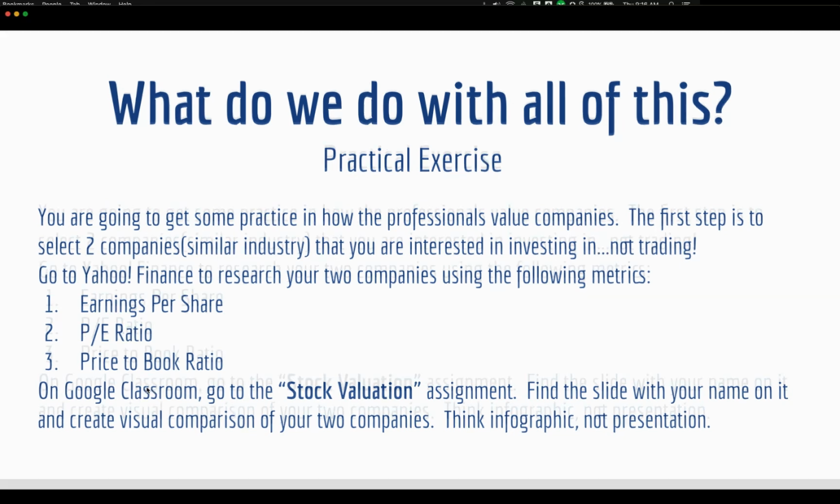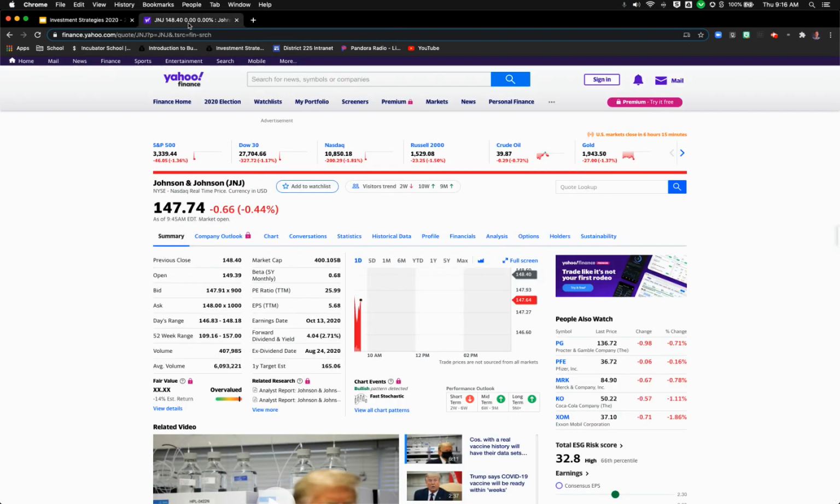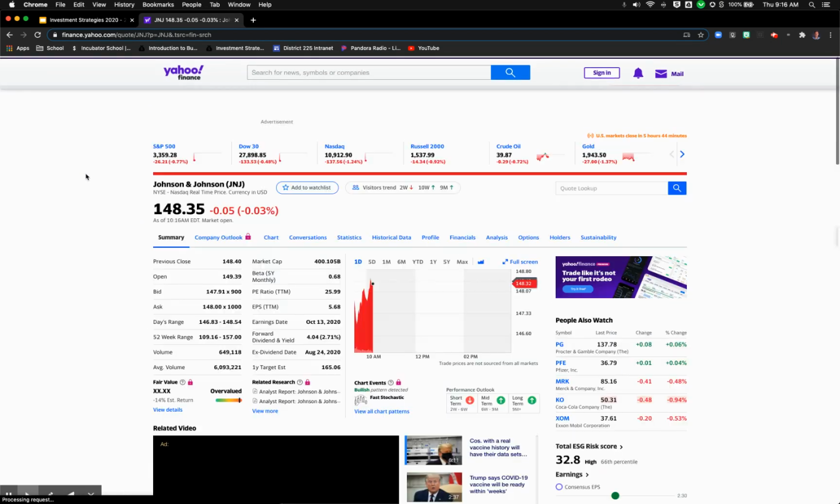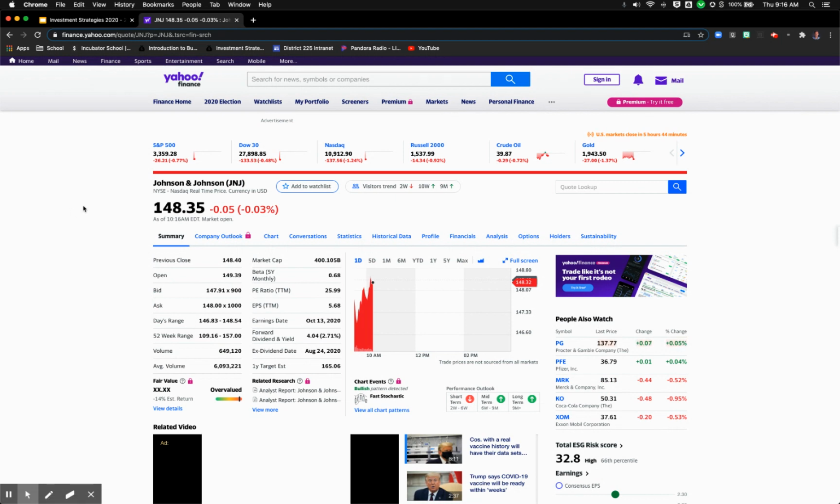Okay, so Yahoo Finance. If I go to the homepage and I go up here and type in any company name, it'll take me to this summary page. So I pulled up Johnson & Johnson. And again, my metrics are, I'm looking at earnings per share, I'm looking at our PE ratio, and then I'm looking at the price to book.